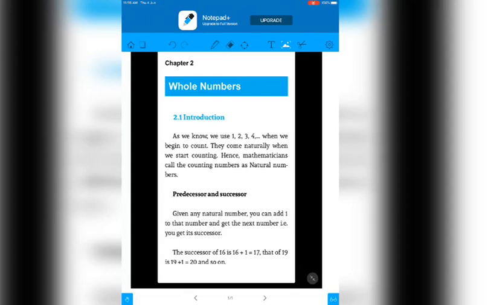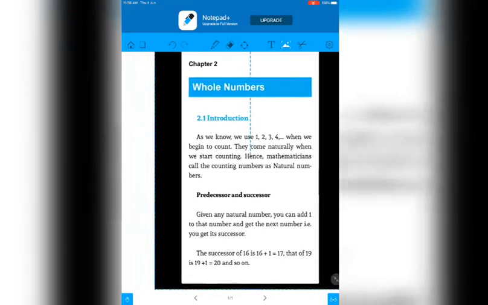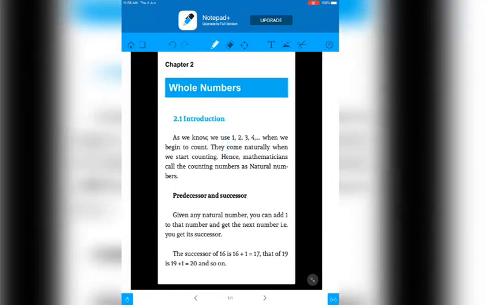Natural numbers are the numbers which start from 1 and go on and on, like 1, 2, 3, 4, 5, 6, 7, 8, 9, 10, and it continues. So these are the natural numbers.